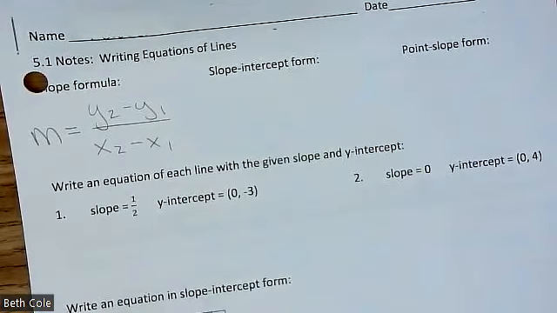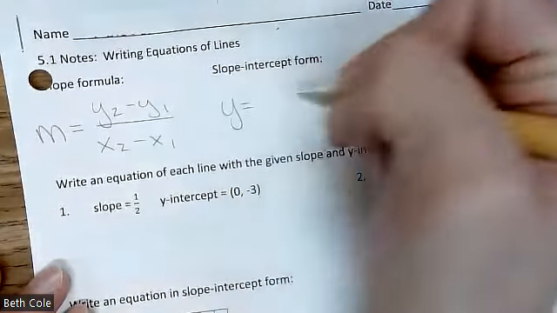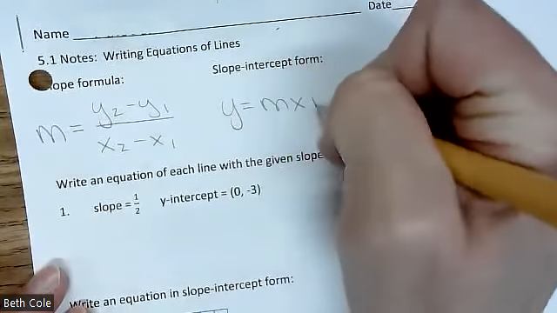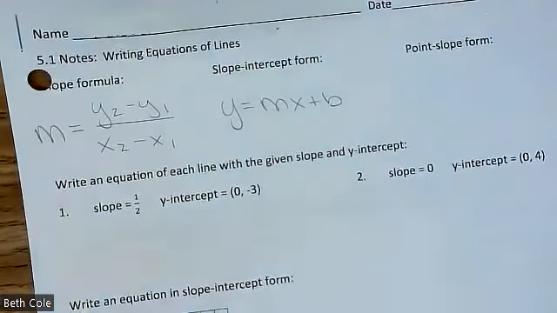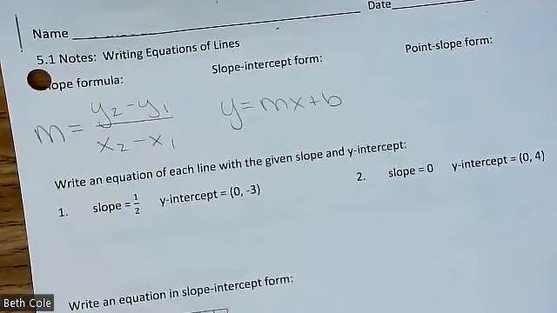And then what was your slope intercept form? Perfect. M is your slope, B is the y-intercept. That's why it's called slope intercept form. Okay. And then I'm going to give you one new one.